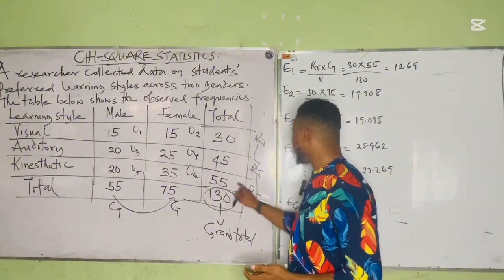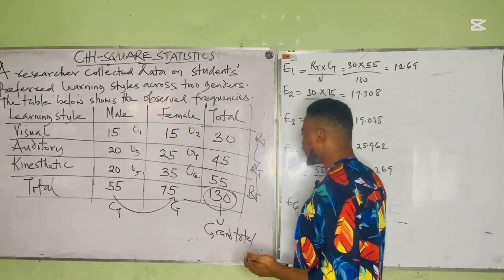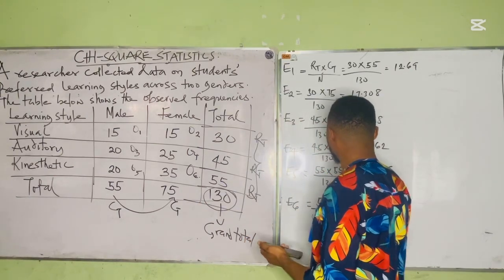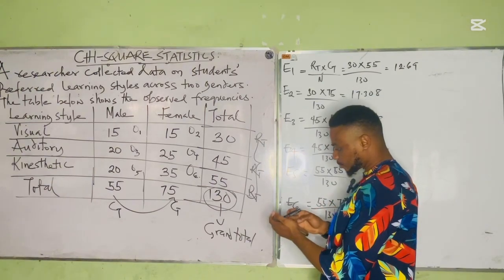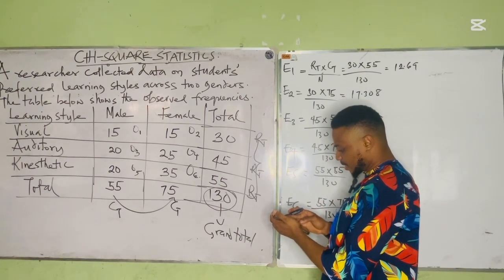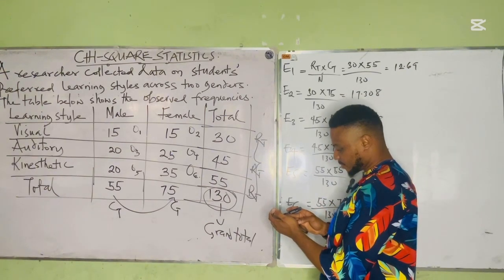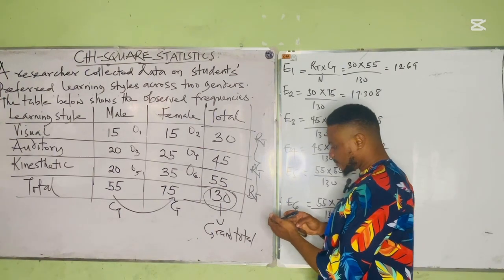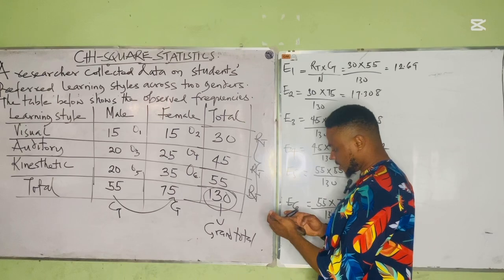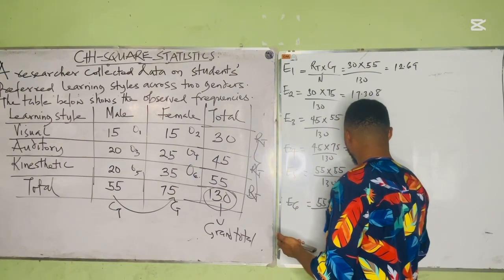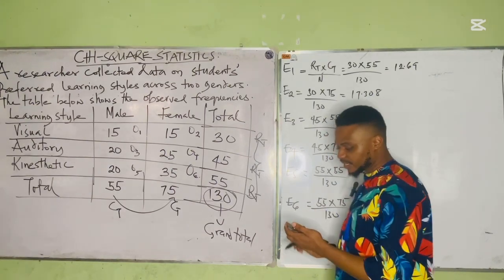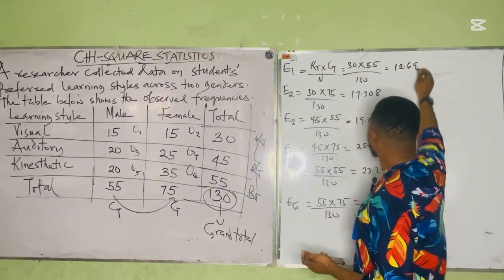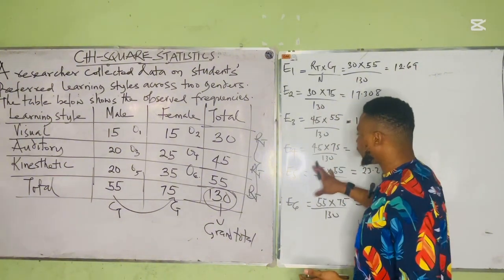Then our E6, which is the expected value for O6, the last one. For 35, the row total is 55. So 55 times 75 divided by 130. 55 times 75 gives us 4,125. Then when we divide it by 130, we have 31.73. So these are our expected values, E1, E2, E3, E4, E5, and E6.